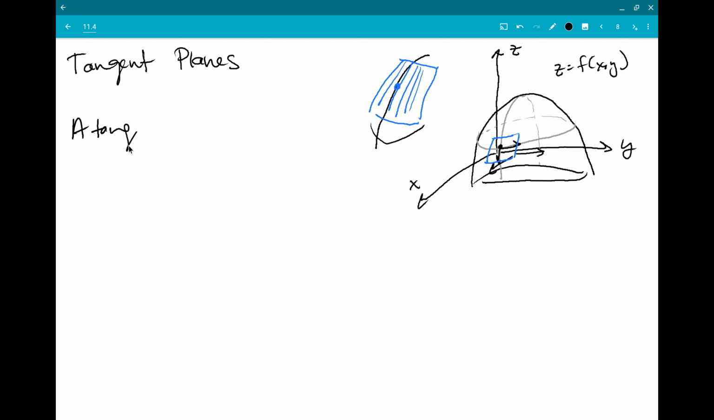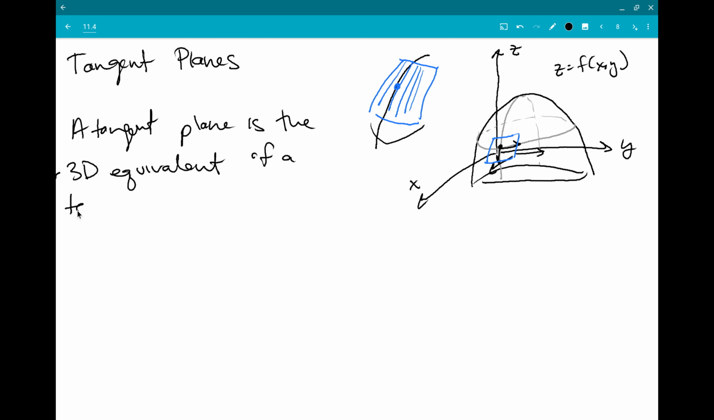So a tangent plane is the 3D equivalent of a tangent line. But since z depends on two variables, it needs a surface that goes in two directions to approximate it. So it's a plane instead of a line. A plane being like a line that stretches on forever in a new direction.